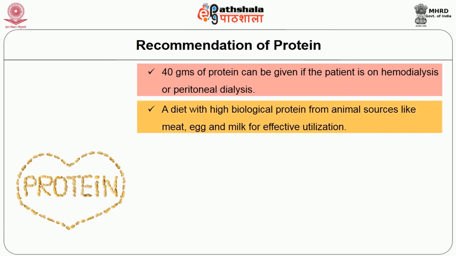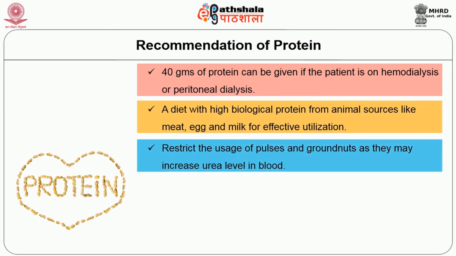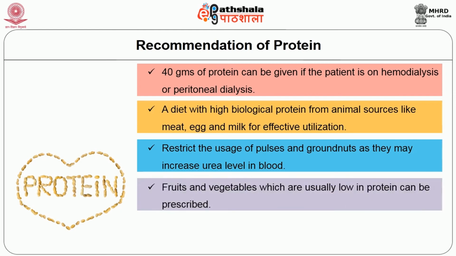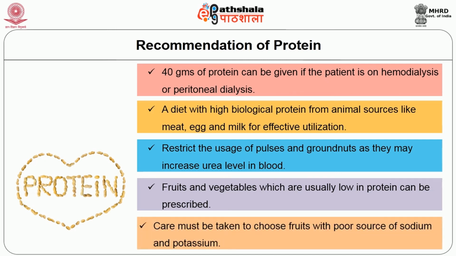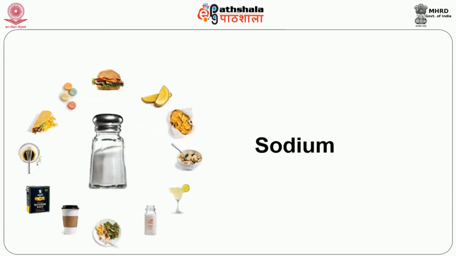It's always wise to plan a diet with high biological value protein from animal sources like meat, egg and milk for effective utilization. Restrict the usage of pulses and groundnuts as they may increase the urea level in the blood. Fruits and vegetables which are usually low in protein can be prescribed. Care must be taken to choose fruits with poor sources of sodium and potassium. Look into your nutritive value books to find out the low sodium and low potassium fruits. Now let us pass on to the recommendations for sodium.